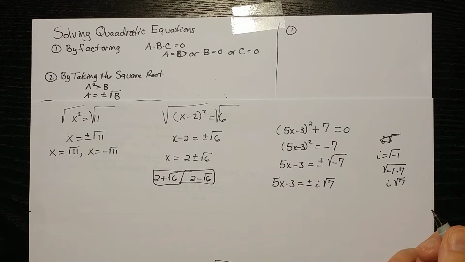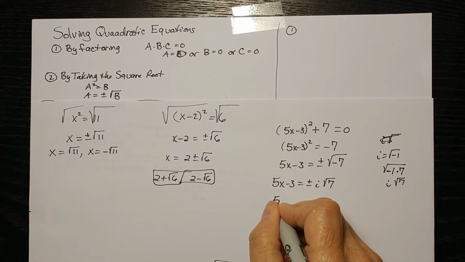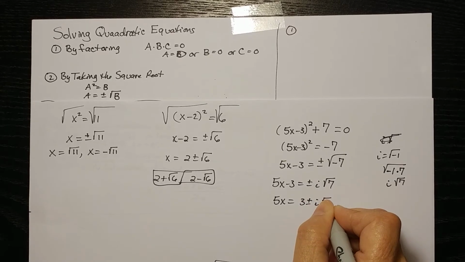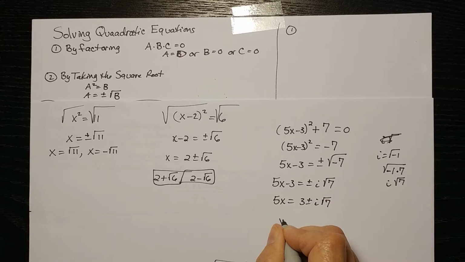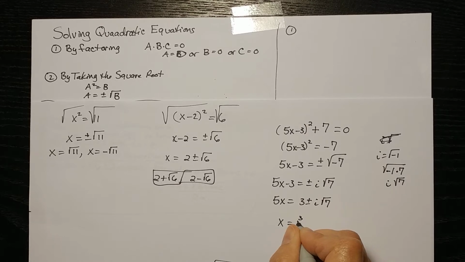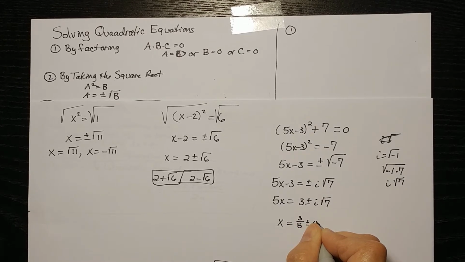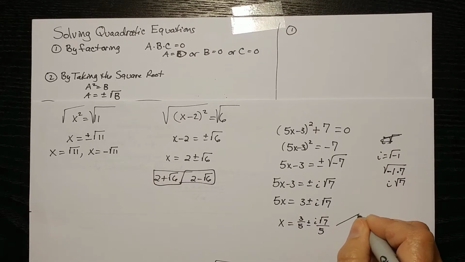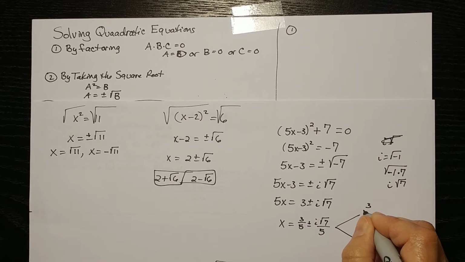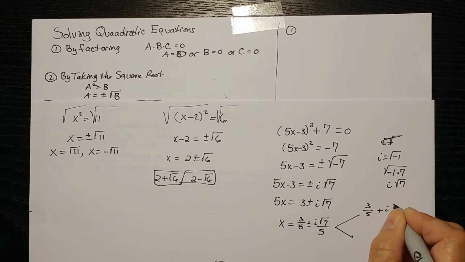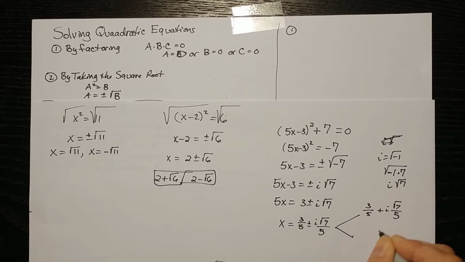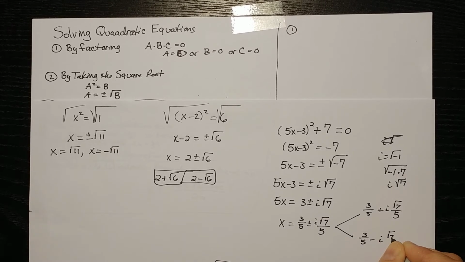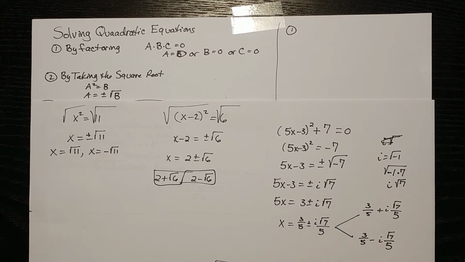Now we need to continue to solve for x. We'll add 3 to both sides. We'll divide both sides by 5. This is going to be 3/5 plus or minus i times the square root of 7 over 5. You can separate these two answers into 3/5 plus i, the square root of 7 over 5, and 3/5 minus i times the square root of 7 over 5.